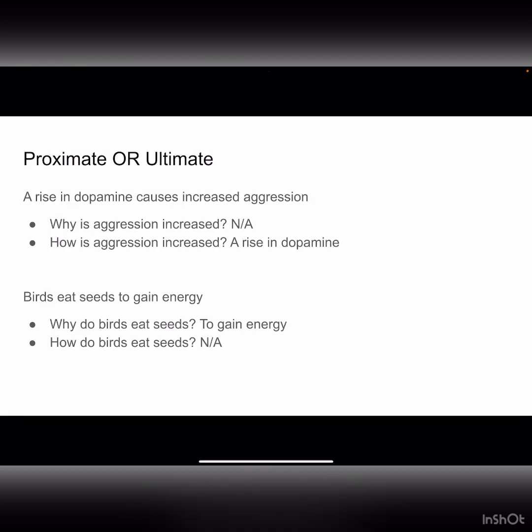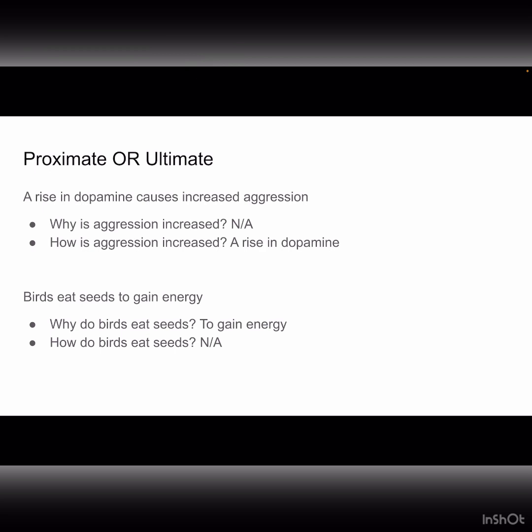Now, you might be thinking that an example could come up where you have both ultimate and proximate causation. For example, birds eat seeds with their uniquely shaped beaks in order to gain energy. But you won't really have to worry about that in this class. Most, if not all, of the examples you're given will be either one or the other.